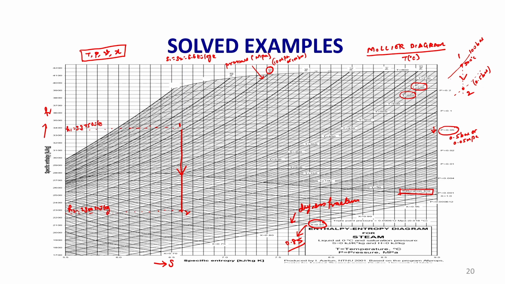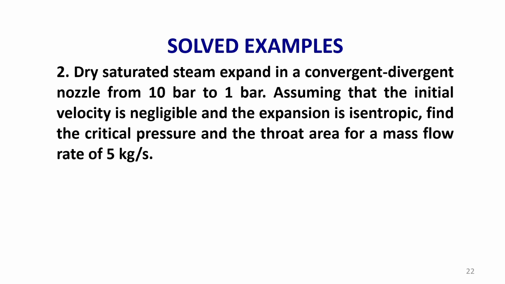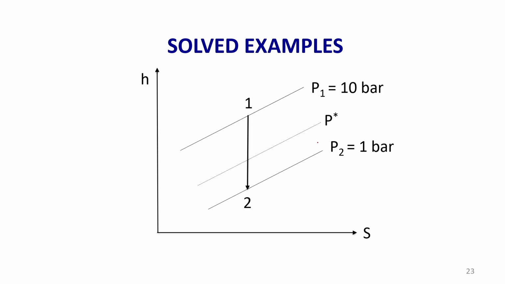Now let us quickly solve the second problem before going into jet propulsion. Dry saturated steam expands in a convergent divergent nozzle from 10 bar to 1 bar. Assuming that the initial velocity is negligible and the expansion is isentropic, find the critical pressure and the throat area. It is clearly given dry saturated steam, so the condition of the steam at the inlet of the nozzle is saturated. Dry saturated means x is equal to 1.